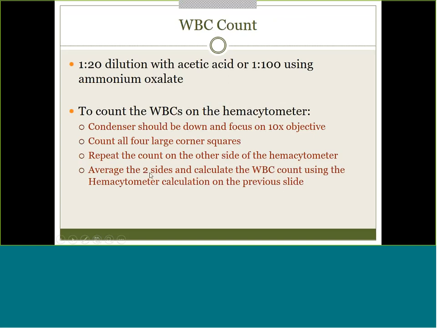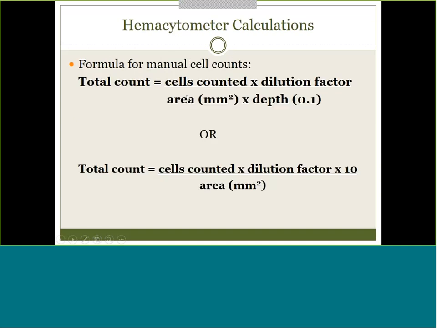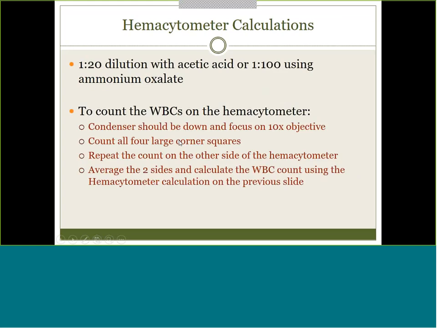So if on one side you counted 50, and on the other side you counted 60, you have to average those 2 sides before you put the cells counted number in here. You don't add them together, you're averaging. You want your 2 sides to be pretty similar. If you're counting 300 cells on one side and you only counted 20, you're not going to use those numbers. That's not okay. That doesn't make sense. But if you're getting 50 on one side and 60 on the other, those make sense. That's okay. Then you average that.